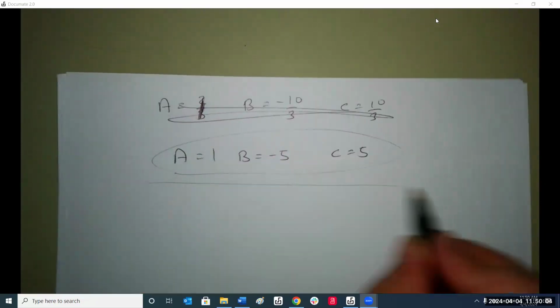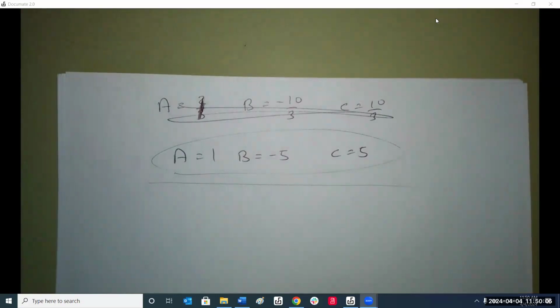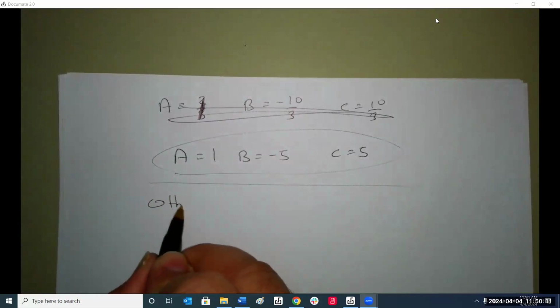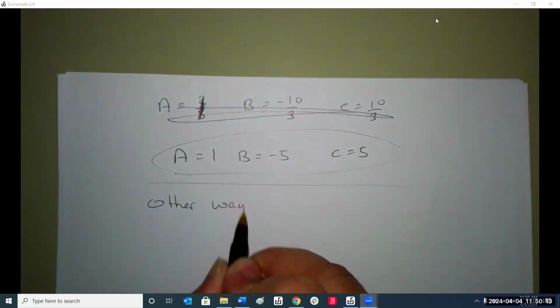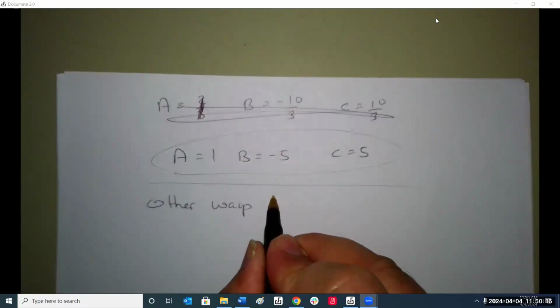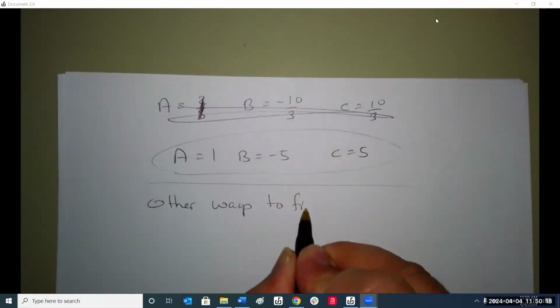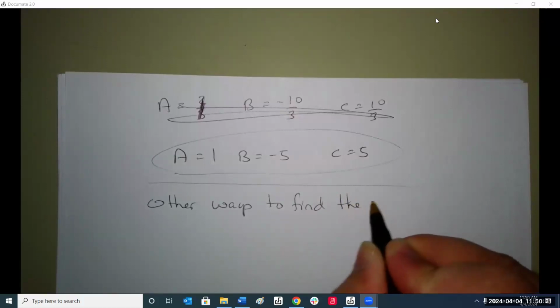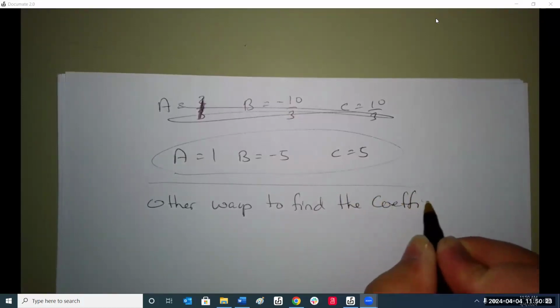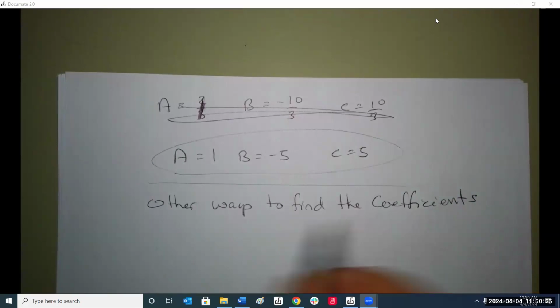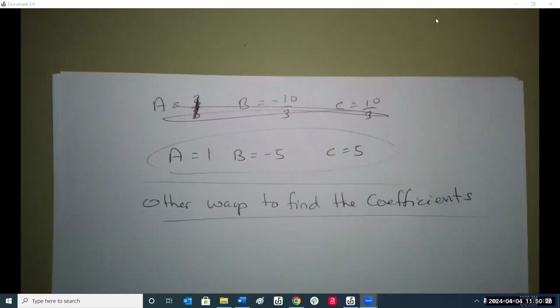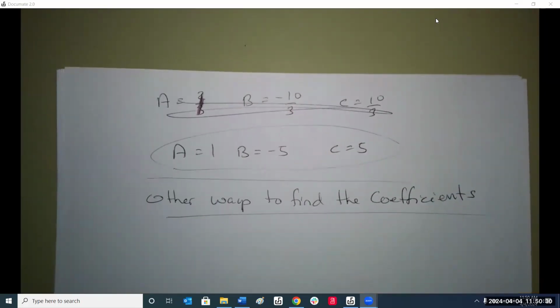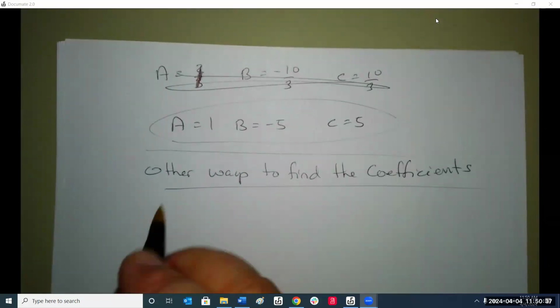Okay, let's look at some other ways. Two more examples to look at. Other ways to find the coefficients. Another way to determine the constants that appear in the partial fractions is to differentiate first. So let's look at example 7.